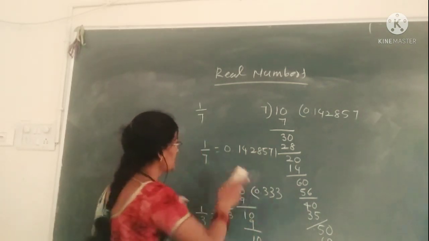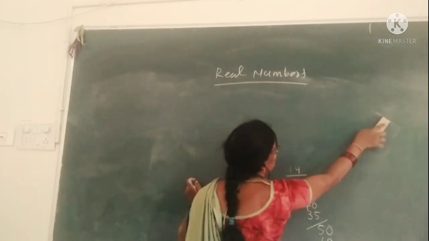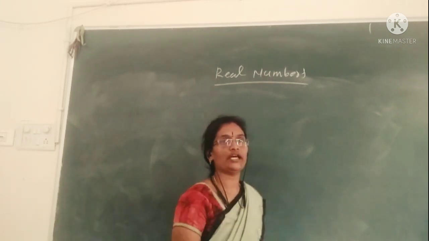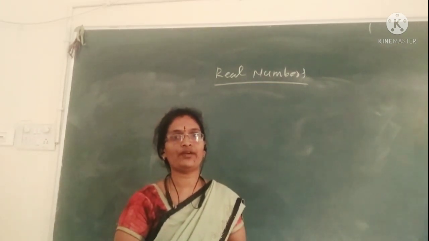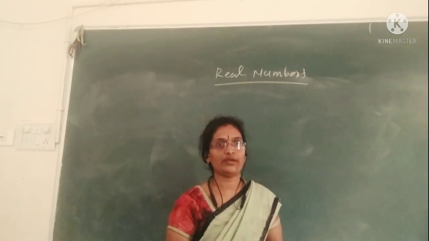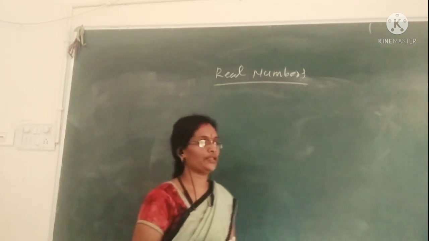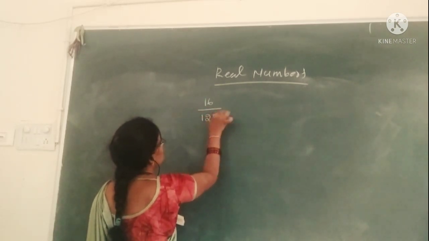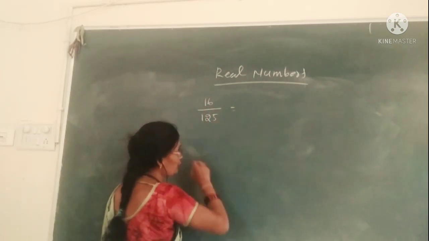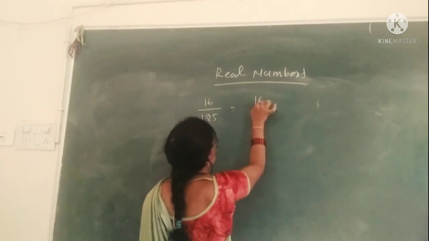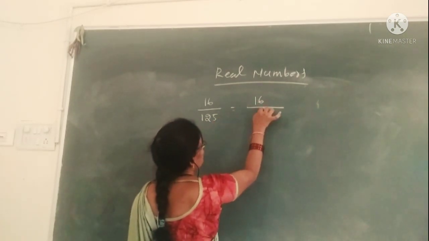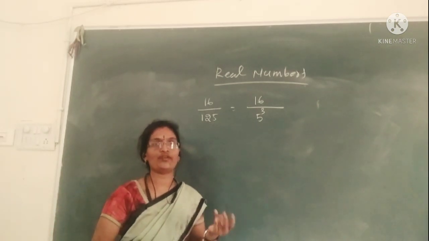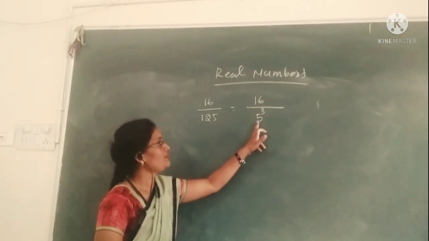So we can take some examples without actual division to identify the terminating decimal and non-terminating decimal. So how can we find the terminating decimal and non-terminating without the division method? Take 16 by 125. 125 we can write as 5 to the power of 3. 5 5s are 25, 25 5s are 125. Then we can write 5 to the power of 3.